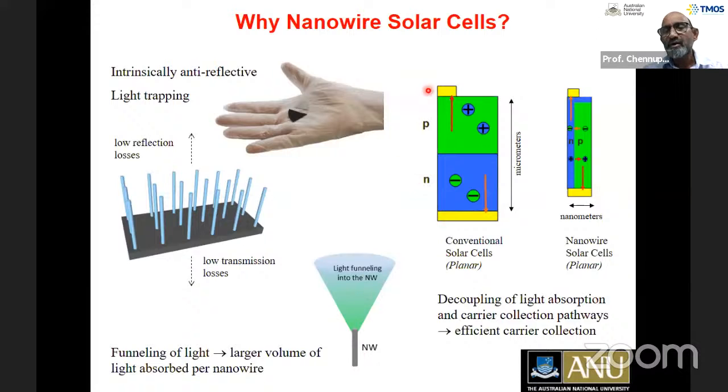But also, when you're making a thin film solar cell, you need to make the material thick enough to absorb all the light. And now you've got a PN junction, and the carriers need to migrate long distances, and you lose some of these carriers. Whereas in the case of nanowires, you can make the nanowire as long as you want to absorb the light, and then you can create a core shell PN junction. That means carriers can be collected within tens of nanometers or so. So really, for the first time, these allow us to decouple light absorption pathways and carrier collection pathways. So that's why we're interested.